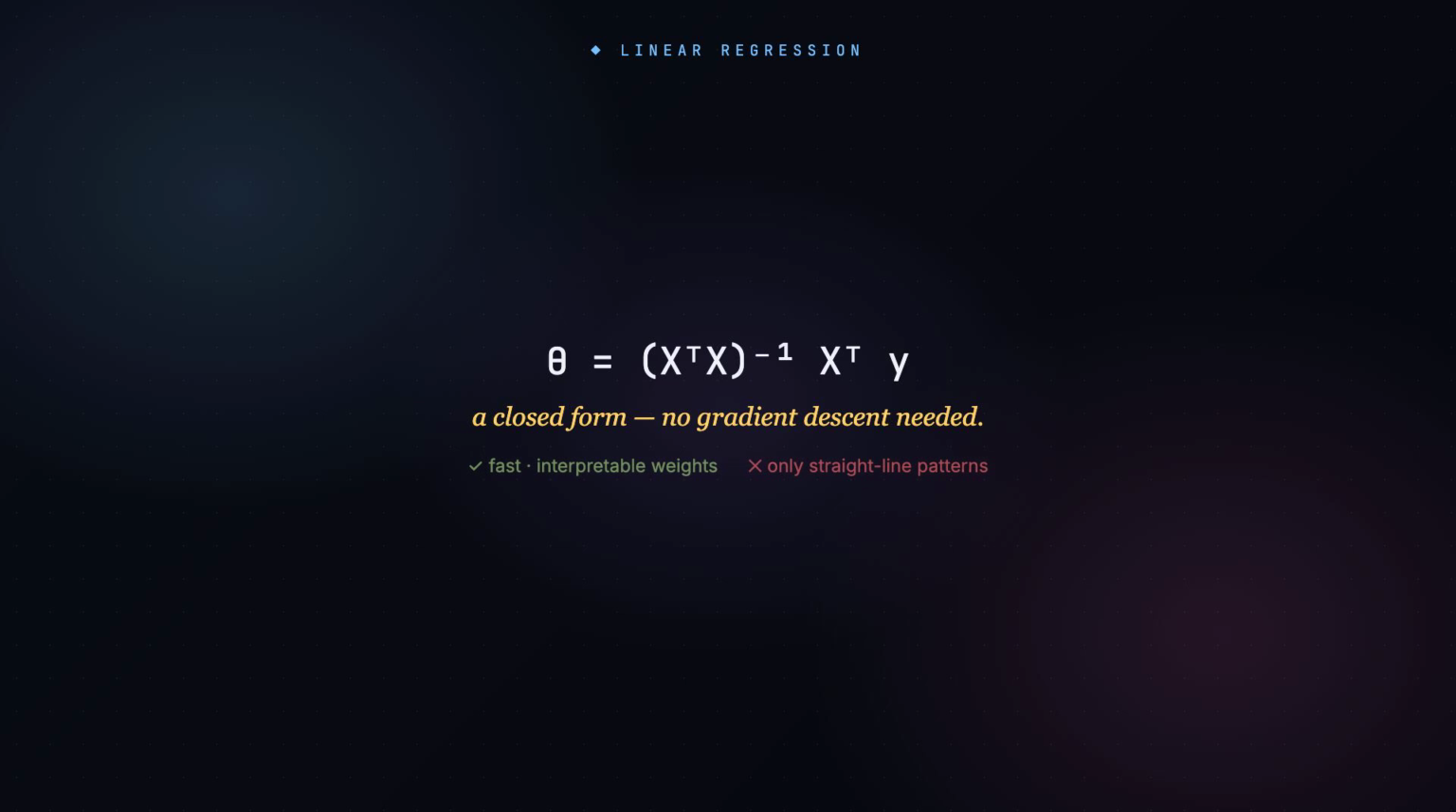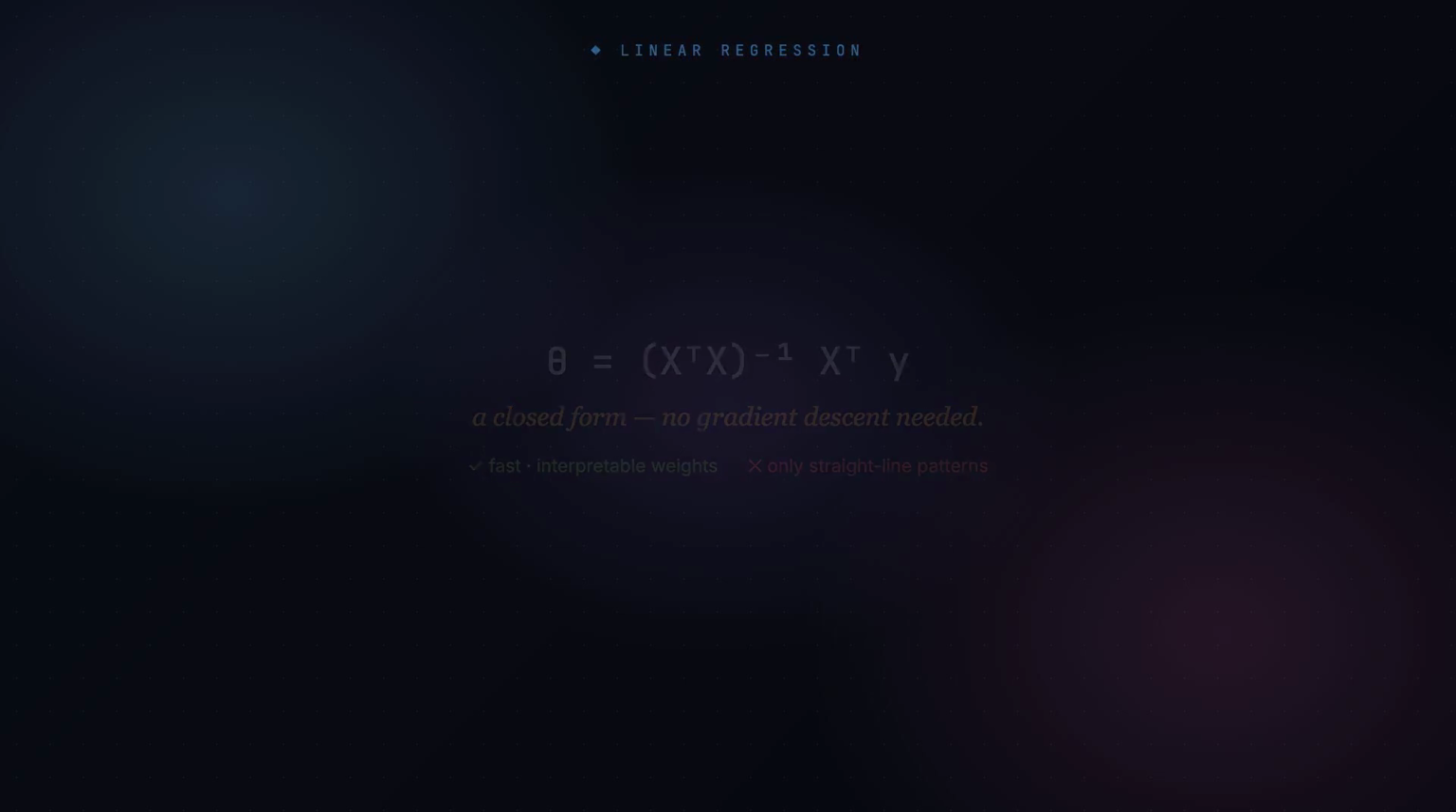Theta equals (X transpose X) inverse times X transpose y. It's fast, every weight is interpretable, but it can only ever capture straight line patterns.